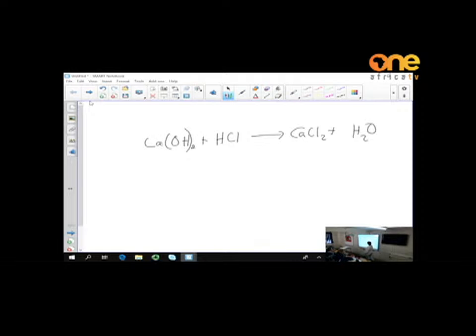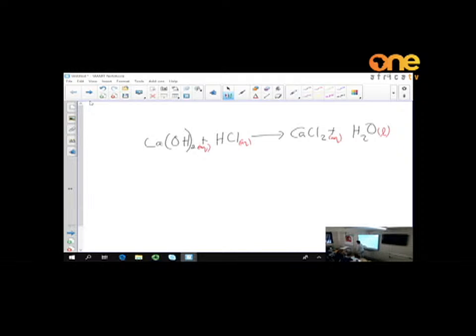Now, we can go and add in something called state symbols. Calcium hydroxide is water soluble. Acids are also water soluble. Calcium chloride is also aqueous. And water is a liquid. So aq stands for aqueous.